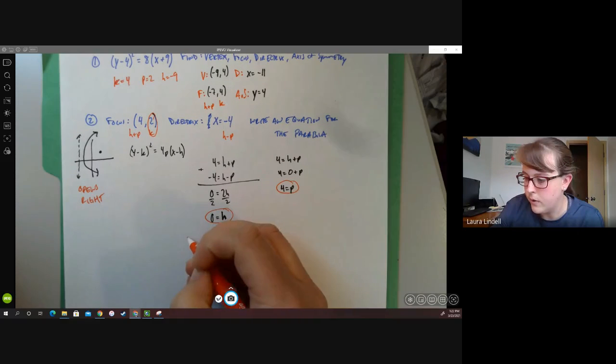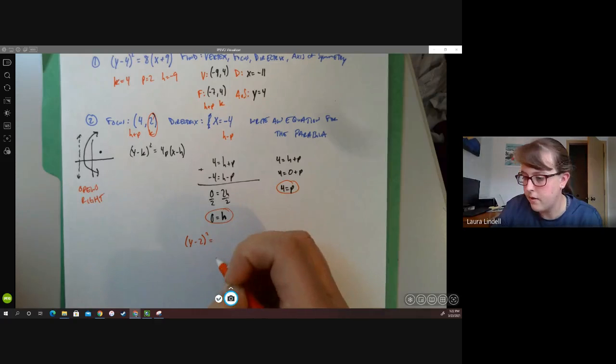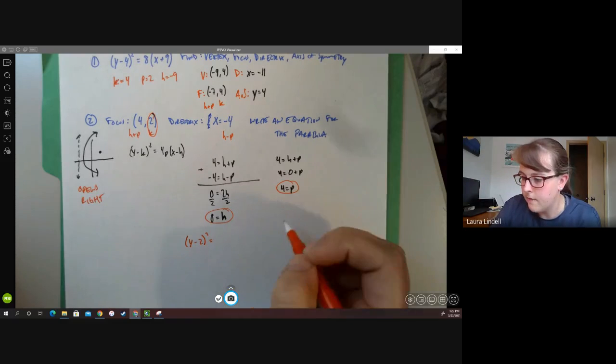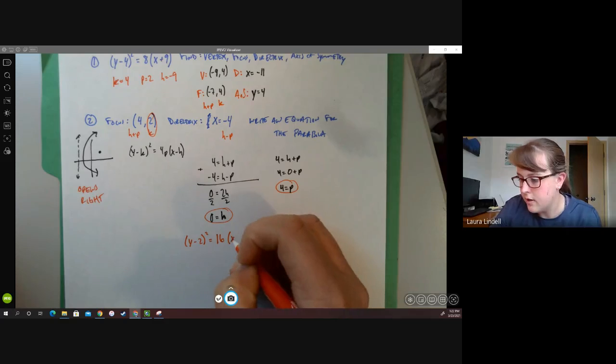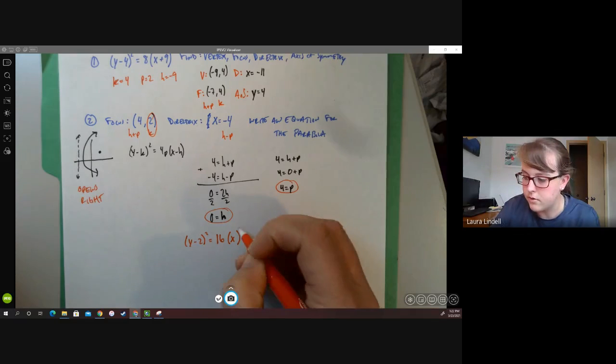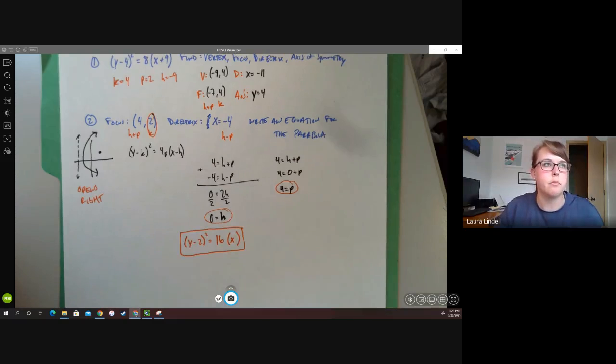Okay, so then here we get y minus 2 squared, since it's y minus k. 4p would be 4 times 4, which is 16, times x minus 0, so just x. So that would be our equation for number 2.